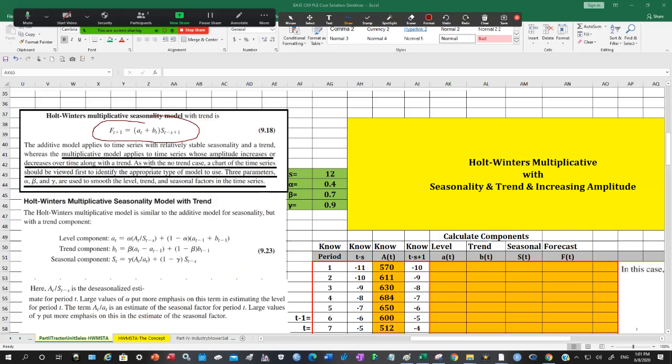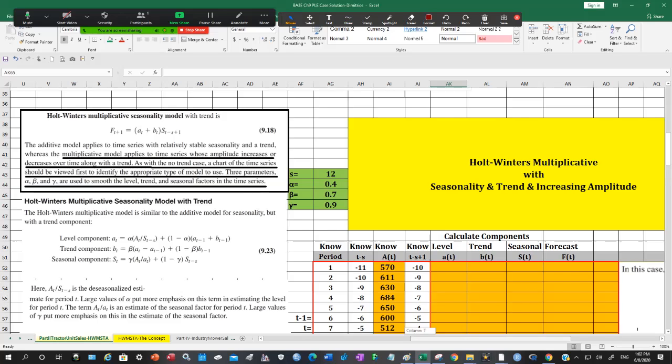And once again, the multiplicative model applies to time series whose amplitude increases or decreases over time along with a trend. As with a no trend case, a chart of the time series should be viewed first to identify the appropriate type of model to use. Three parameters, alpha, beta, and gamma, are used to smooth the level. Alpha is the level, beta is the trend, and gamma is the seasonal factor for the time series. So let's do exactly what they said.